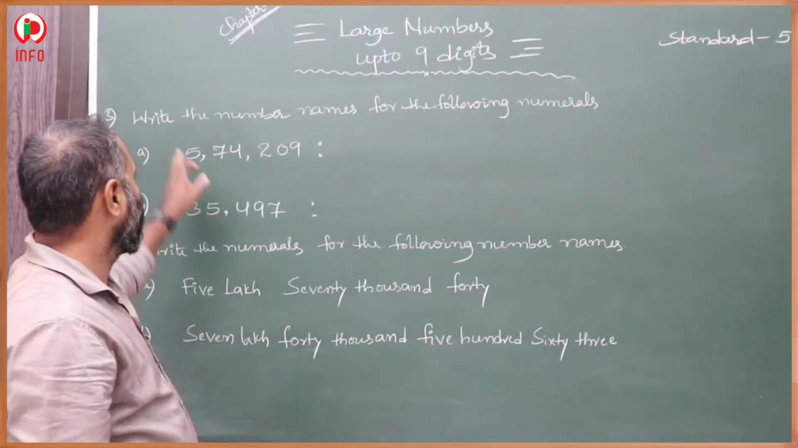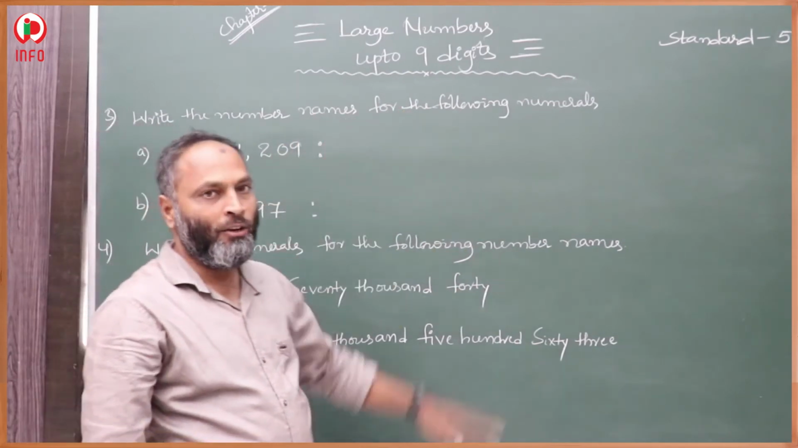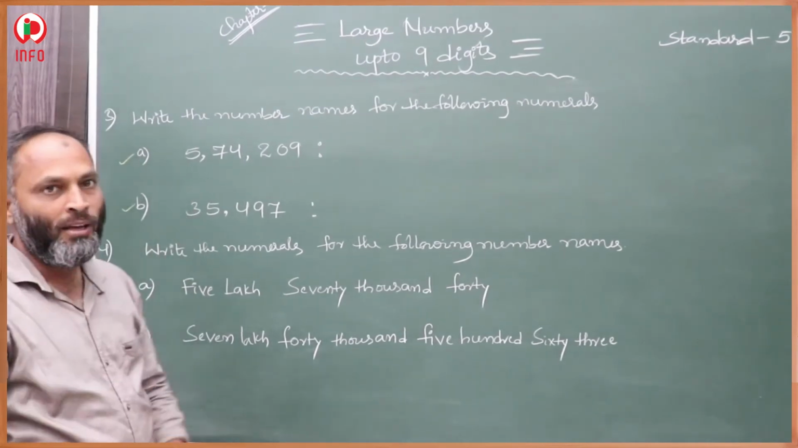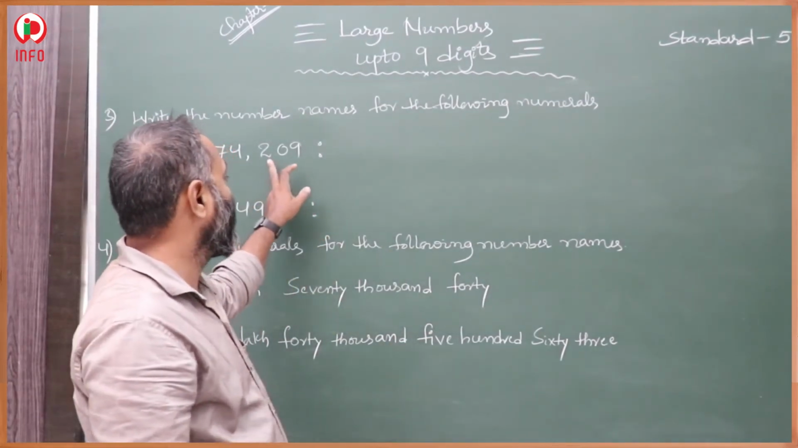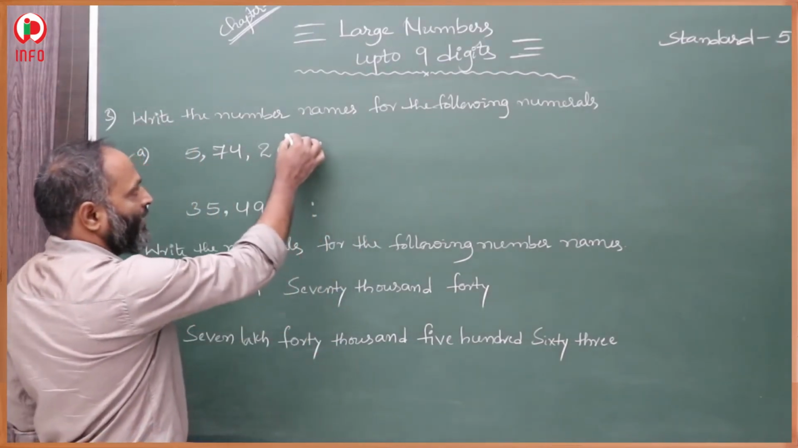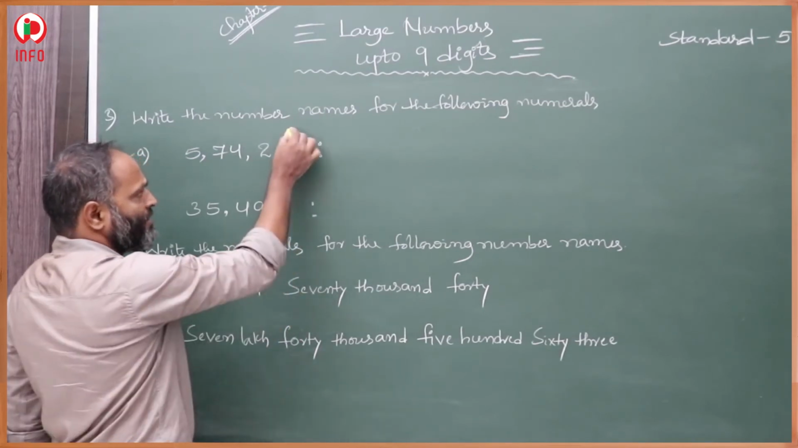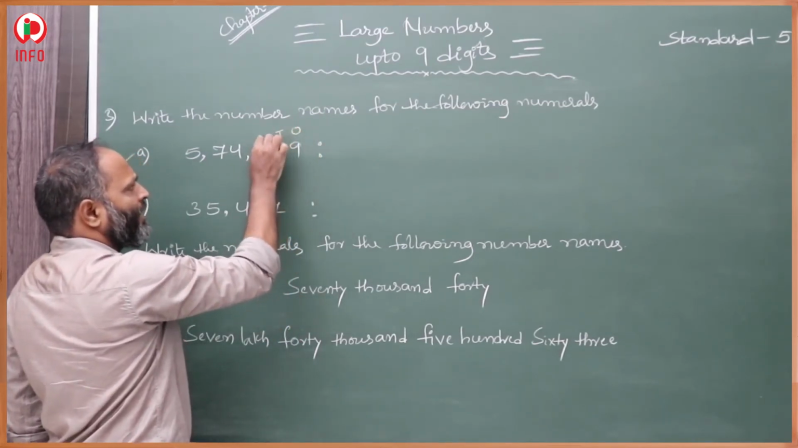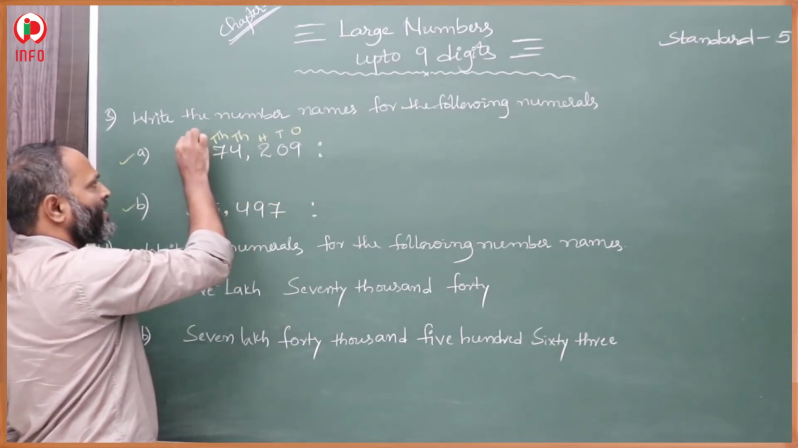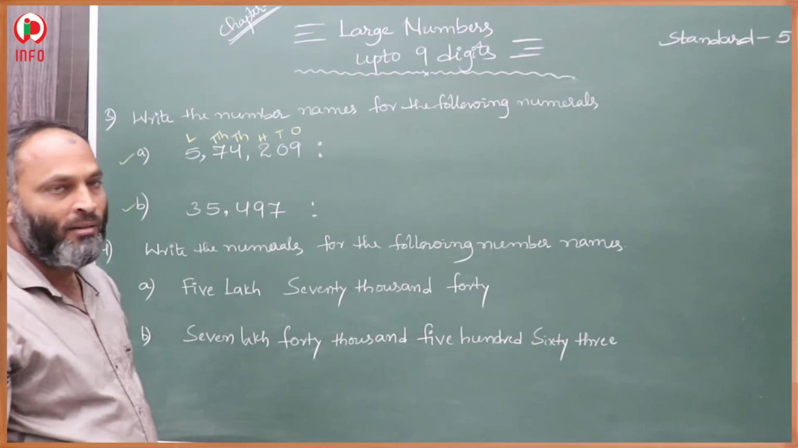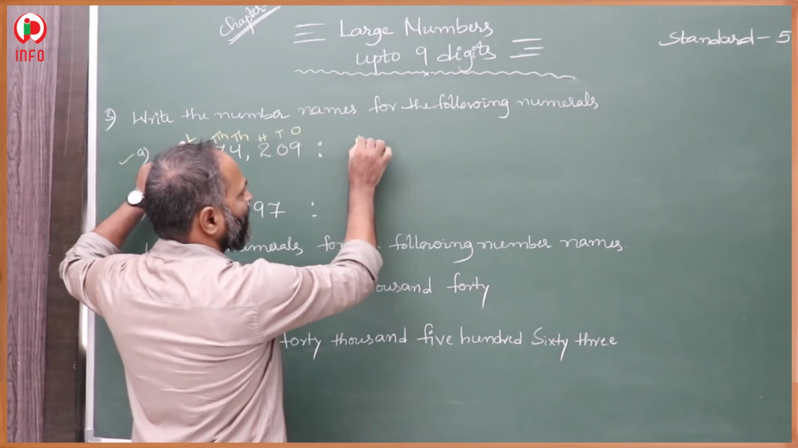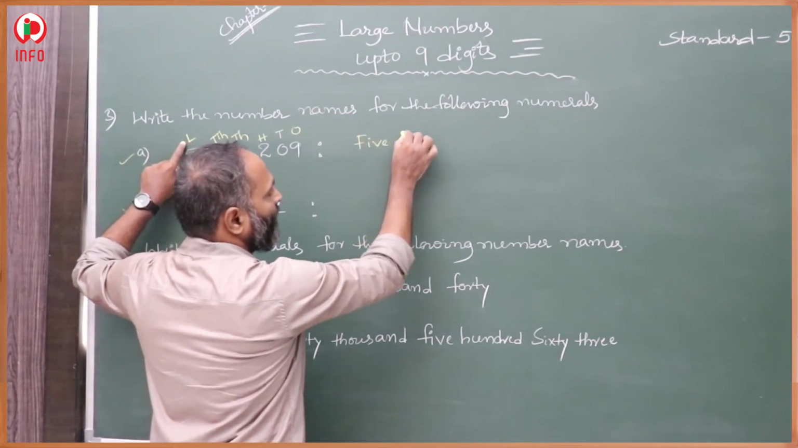Now students, write the number names of the following numerals. Two numerals are given: this is the first numeral, this is the second numeral. We have to write the names of these two numerals. First we write the place values: ones place, tens place, hundreds place, thousands place, 10,000s place, and lakhs place. Then how to write 5 lakhs.